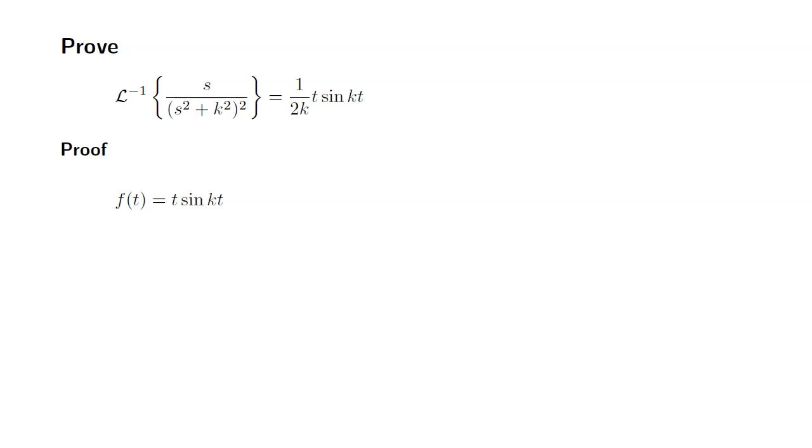So I'm going to start with letting f of t equal t sine of kt. By taking a derivative, we get f prime of t is equal to sine of kt plus kt cosine of kt. Simple product rule. And then you take another derivative.